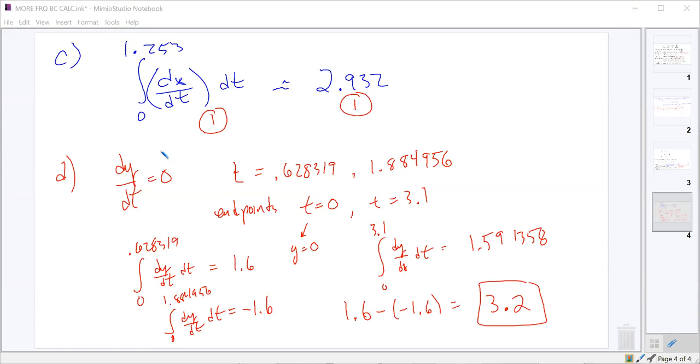1 point for setting dy dt equal to 0. 1 point for finding the two critical values. 1 point for setting up an integral properly somewhere in here, and 1 point for an answer with some work to show that you tested all of these other points.